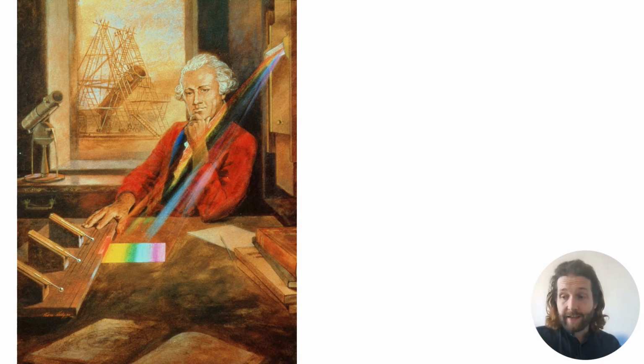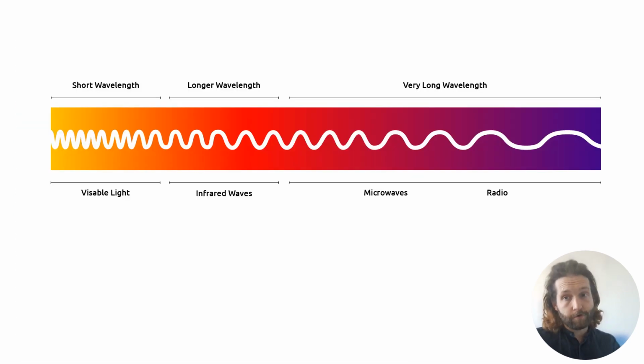So what he did is he put a thermometer just beyond the red light, and he found that there was heat there as well. So he discovered there that there was an invisible form of radiation beyond the visible spectrum of light, which he termed calorific rays, which we now know as infrared radiation. Of course, infra meaning below, right? So below red, we have infrared, and that's what we know about, thanks to William Herschel.